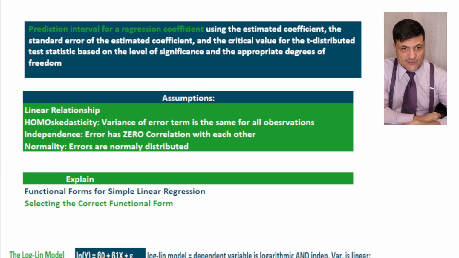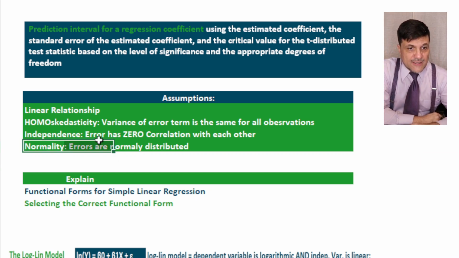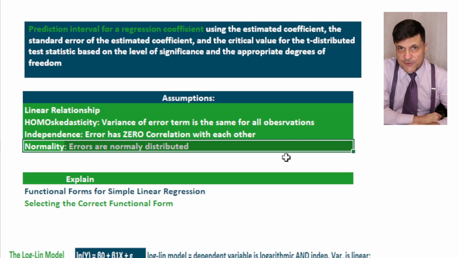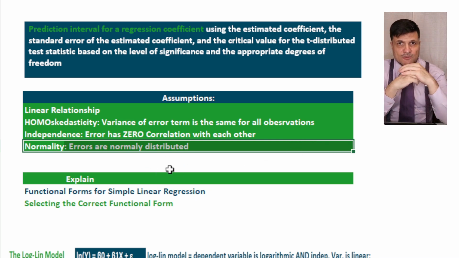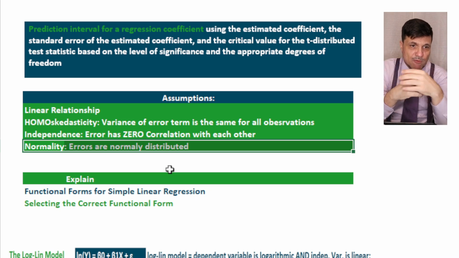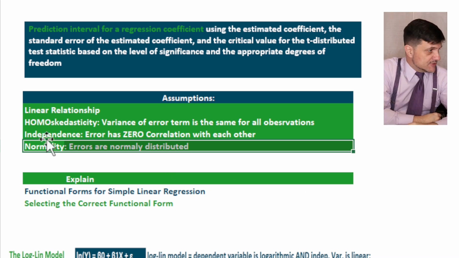So that's a violation. And if the errors are not normally distributed, right? If the values of those errors are not in a normal distribution, that's also a violation. Those are the assumptions. Try to memorize them, okay? Because there could be questions about the assumptions.